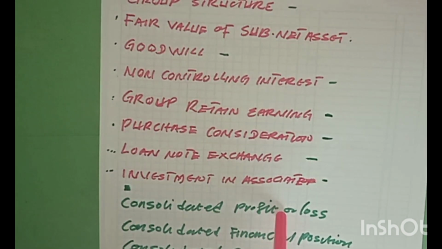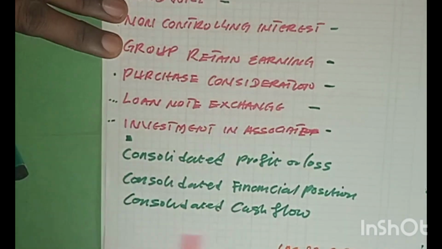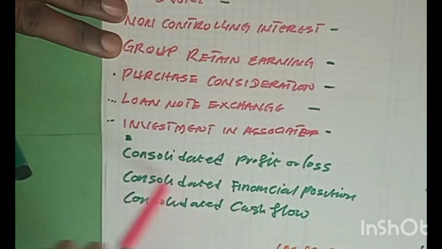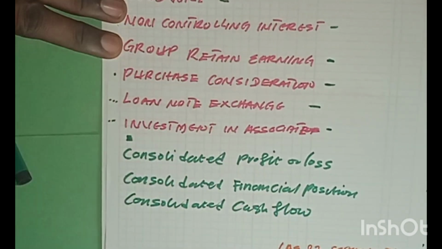Consolidation of profit or loss. Consolidation of financial position. Consolidation of cash flow. Now, in the last diet, they don't usually say this, but they shocked people with this question last diet. They said, prepare consolidated cash flow.